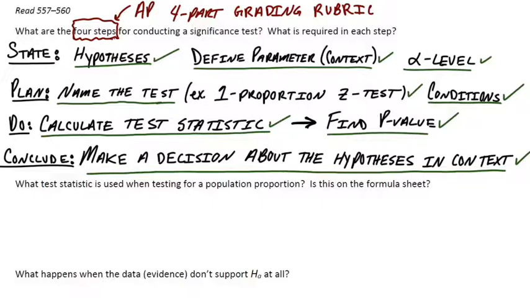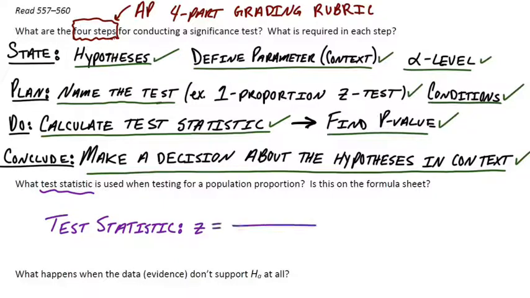All right, let's talk about the next piece here. What test statistic is used when we're testing for a population proportion? And is it on the formula sheet? Well, we're actually going to use z-scores. Proportions will always use z-scores. So in this case, our test statistic, we'll start with z. And this is going to be a fraction here. So we take our sample data, p hat, and subtract p naught, the one from the null hypothesis, so whatever that proportion was.